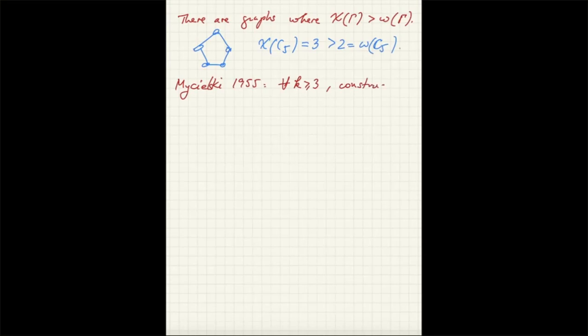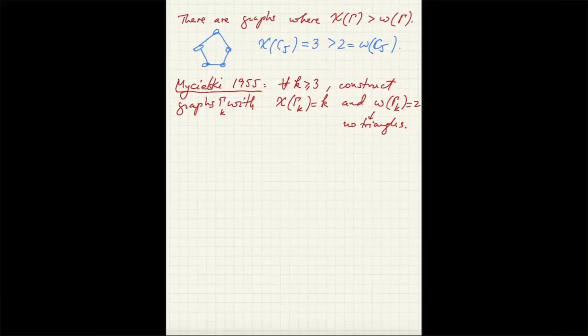he showed how to construct graphs gamma k with chromatic number of gamma k equal to k, and omega of gamma k equal to 2. So the smallest it can be, meaning no triangles. This was later generalized by Erdős and Rényi, but I'll mention this a bit later. Okay, we'll go into the details a bit later.